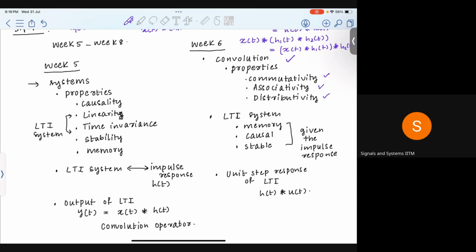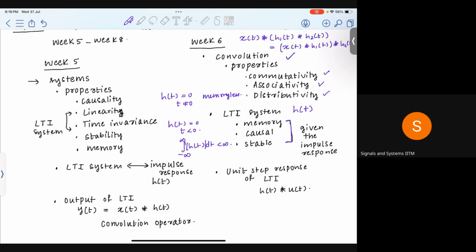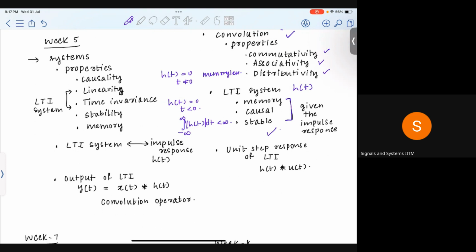Suppose you are given an LTI system with impulse response h of t, you know how to say if it is memoryless. It is a memoryless system if h of t is equal to 0 for all t not equal to 0. It is causal if h of t equals 0 for all t less than 0. It is stable if the integral from minus infinity to infinity of the absolute value of h of t dt is less than infinity. These are certain conditions which are also available in your class notes, and we did enough problems on this. I think it is good.